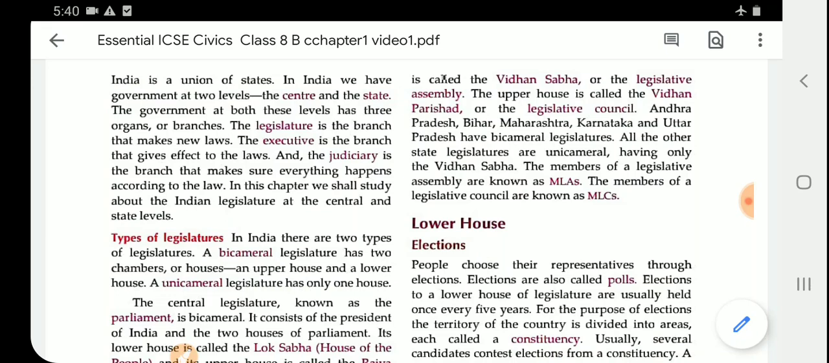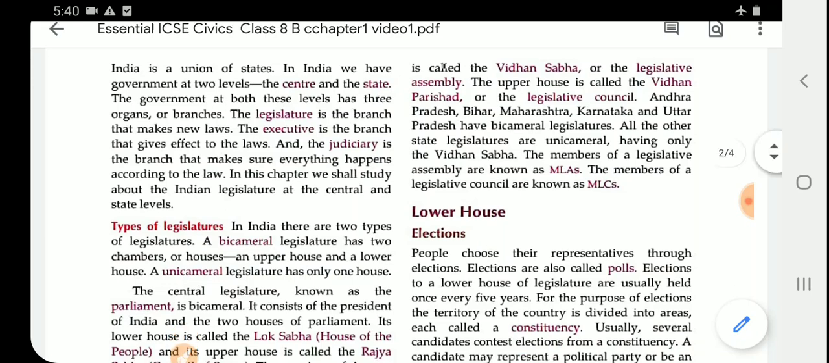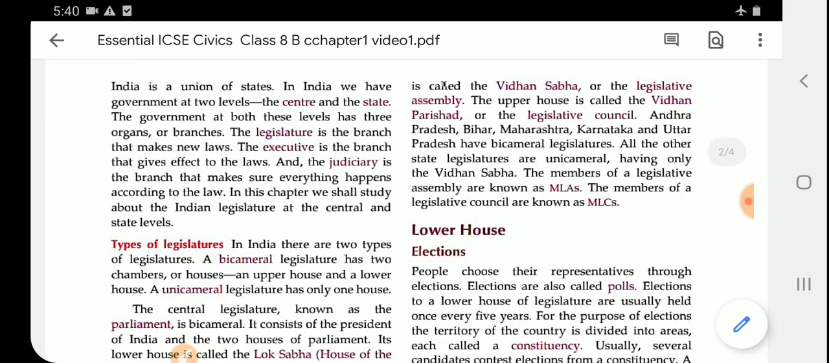In India, we have government at two levels. The first one is center and the second one is state. The government at both these levels has three organs, that means branches. Now, which are those three branches? The first one is the legislature, the branch that makes the new laws. The duty of the legislature is to make the new laws.